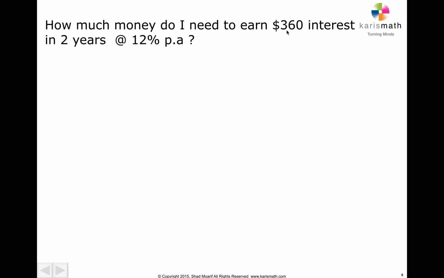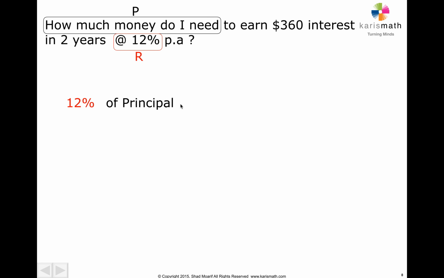If you look at this as interest, $360 in 2 years at this rate, we can write it down as a sentence. We identify this as the rate. So that's 12% on how much? Well, it's on the money I need to earn this much. So the money I need to put into the bank to earn this much interest would be what? The principal. So we write 12% of the principal.